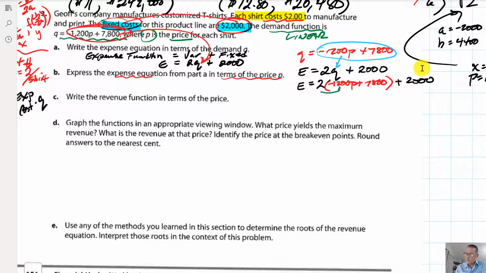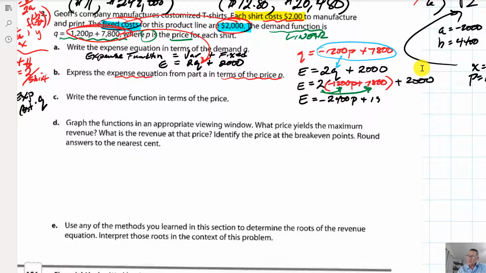So I've got the expenses equal to 2 times negative 1200, that's negative 2400, P, plus 2 times 7800. Let me see, 2 times 7,000 is 14,000. 2 times 800 is 1,600. 14,000 and 1,600 sounds like 15,600. Is that correct? Let's see. Okay, let's write that down: 15,600 plus another 2,000.